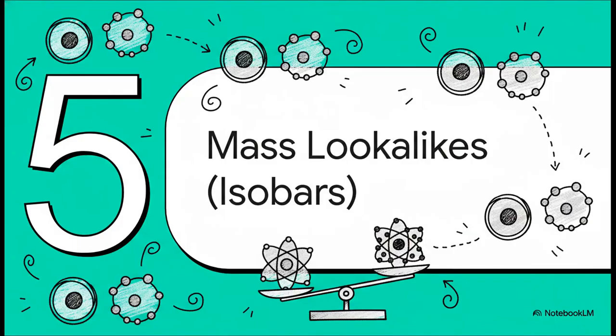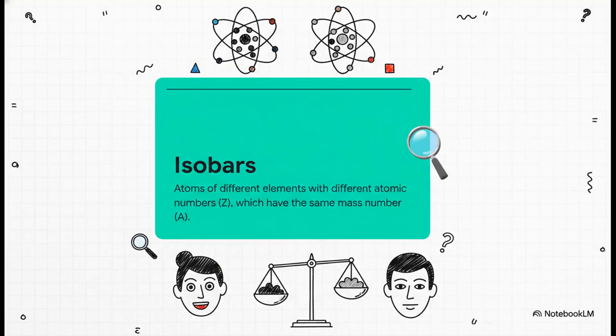Okay, now that we have a good grasp of isotopes, let's learn about another term. It sounds a bit similar, but it means something quite different. Let's talk about isobars. So what are isobars? Well, isobars are atoms of different elements that just so happen to have the same mass number. This means they have different numbers of protons, so they are different elements, but the total sum of their protons and neutrons is the same. They're like lookalikes when it comes to mass, but they are completely different elements with different properties.